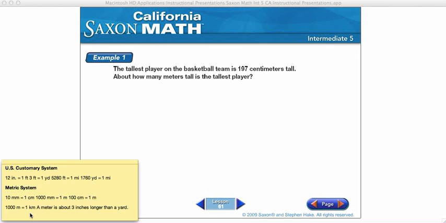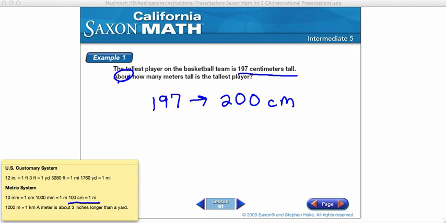So here we go with example number 1. The tallest player on the basketball team is 197 centimeters tall. About how many meters tall is the tallest player? First we're going to round. 197 is going to round to 200 centimeters. Then I take a look at my chart, and I see that 100 centimeters equals 1 meter. So if I have 200 centimeters, that's going to equal 2 meters.